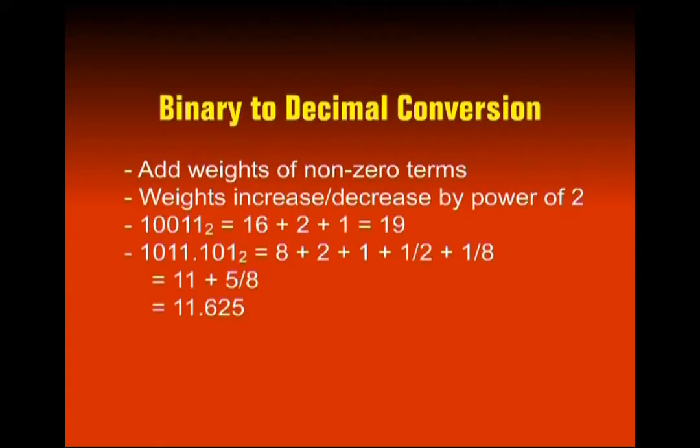Now you need to remember that in binary, the weights of successive bits increase or decrease by a power of 2. So if you move towards the left from the decimal point, the weights increase by a factor of 2. If you move towards the right from the decimal point, they decrease by a factor of 2.